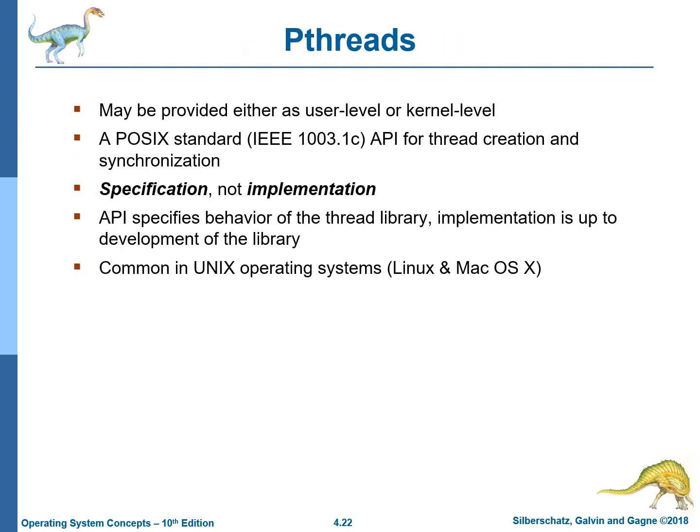POSIX threads may be provided either as user level or kernel level. It is a POSIX standard for thread creation and synchronization. It is a specification, not an implementation. The API specifies the behavior of the thread library, and implementation is up to the developers of the library. It's common in Unix operating systems like Linux and Mac OS X.